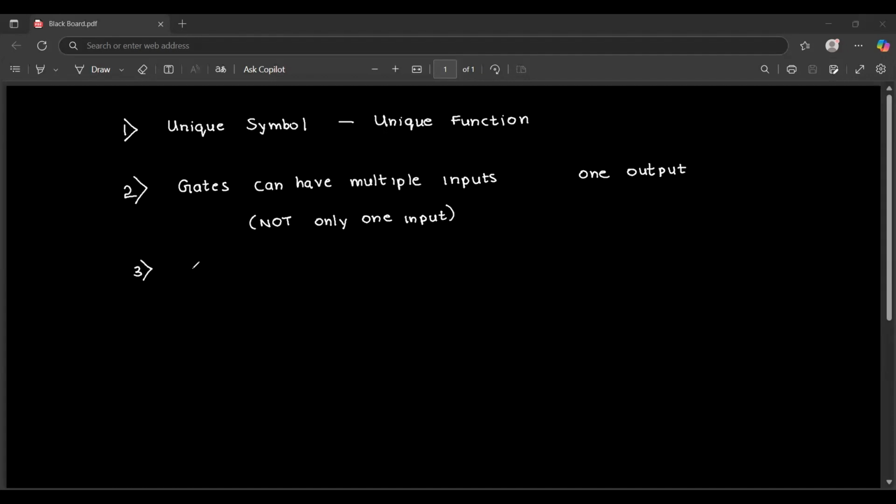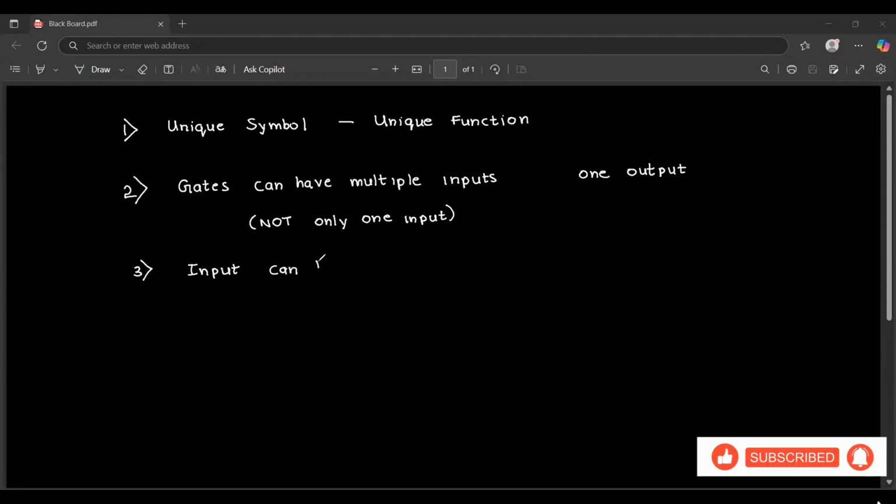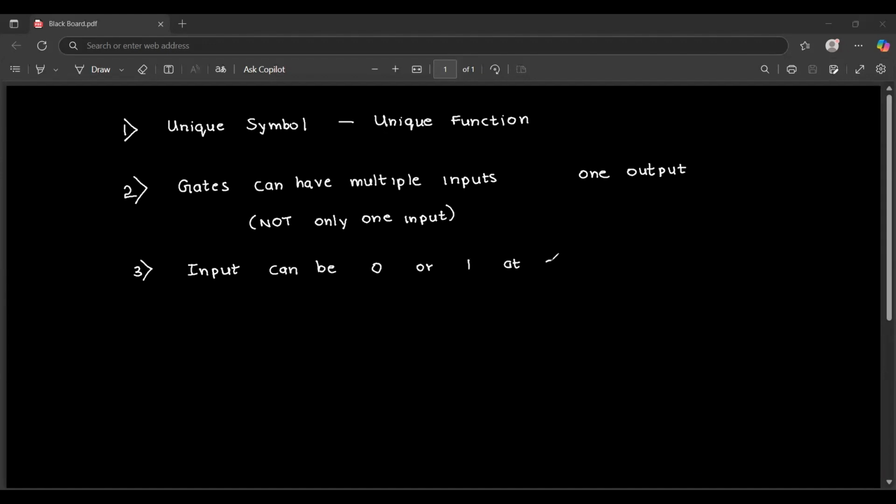And then an input, what do I mean by input? 0 or 1, a single bit. An input can take only two values. It can either be 0 or 1, and at a time it can be only one value. Input can be 0 or 1 at a time. That is very important.